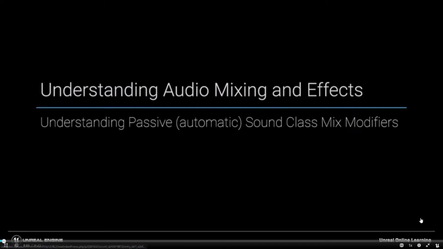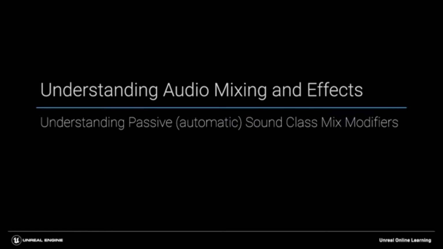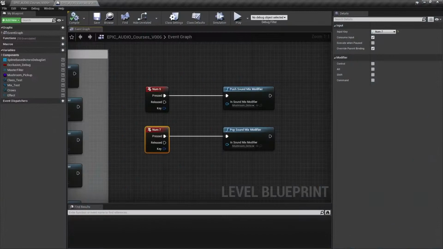In the previous videos, we've seen how we can push on or pop off sound mix modifiers to change the audio mix in a game through blueprints. But sometimes there'll be circumstances where it would be great to automate this process. For example, if you want a ducking mix to happen whenever dialogue plays. Luckily, this is where passive sound mix modifiers come in.